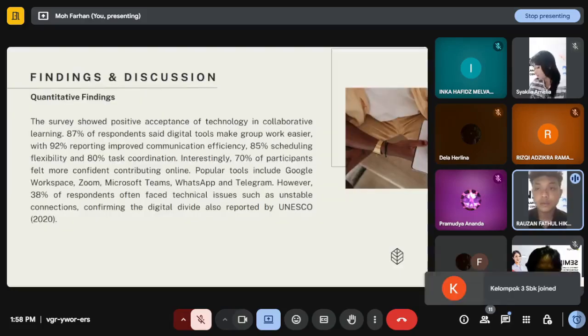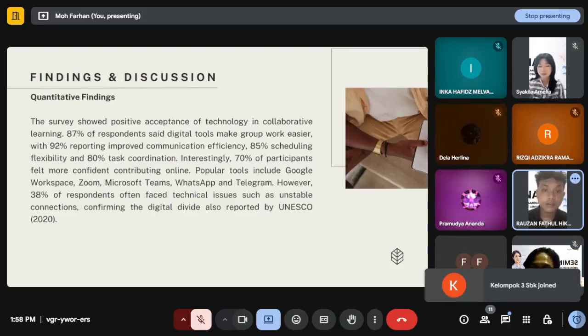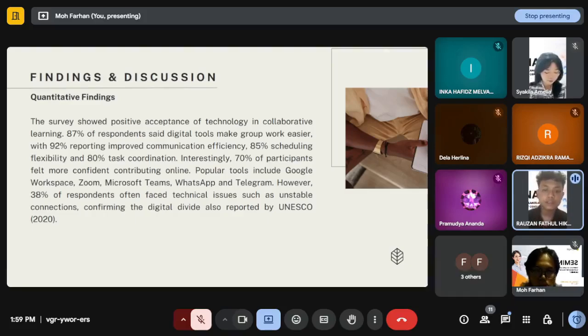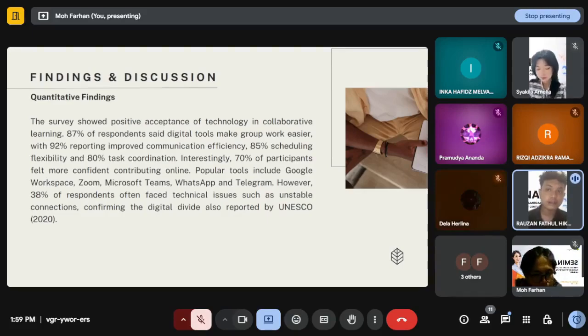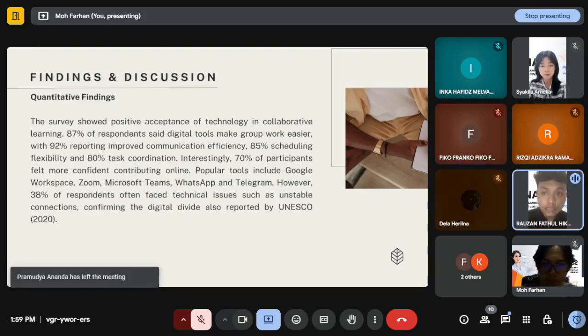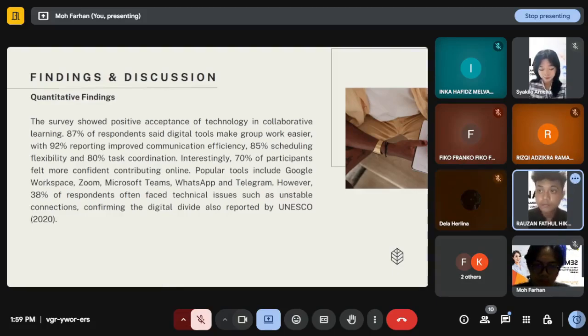Okay, in this slide, I will tell you about the findings and discussions. The first one is the quantitative findings. The survey showed positive acceptance of technology in collaborative learning. 87% of respondents said digital tools make group work easier, with 92% reporting improved communication efficiency, 85% scheduling flexibility, and 80% task coordination. Interestingly, 70% of participants felt more confident contributing online.